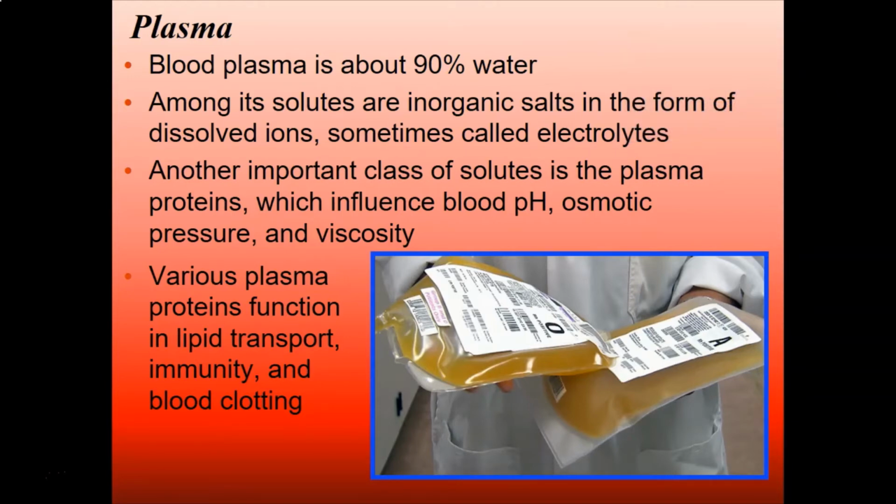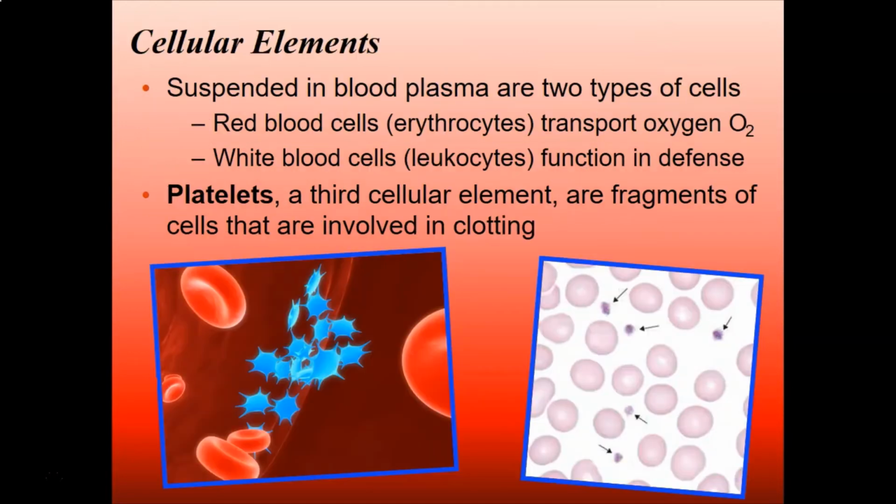Another important class of solutes is the plasma proteins, which influence blood pH, osmotic pressure, and viscosity, right, how fast your blood will flow through all the blood vessels that we learned about. And various plasma proteins function in lipid transport, immunity, blood clotting, etc.